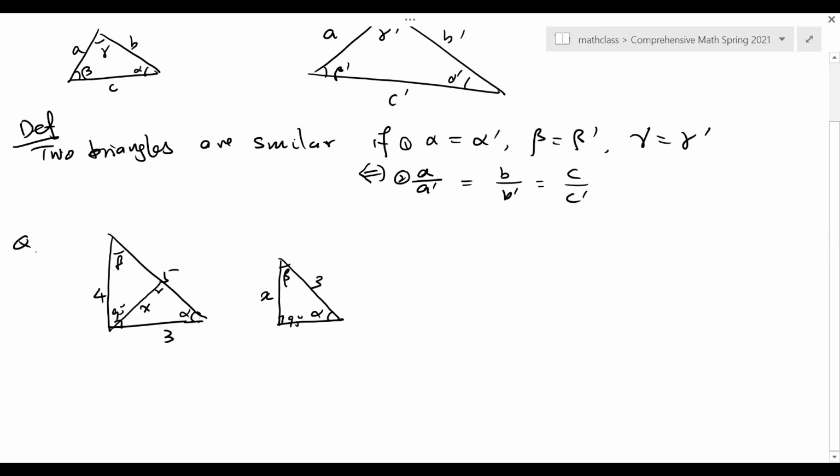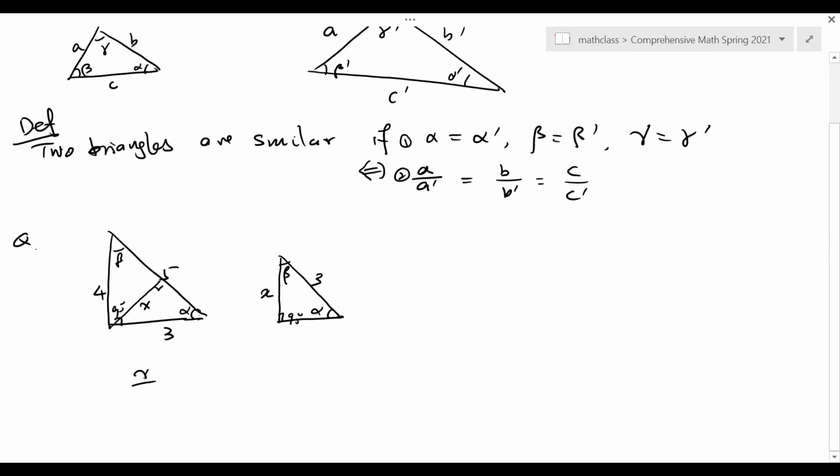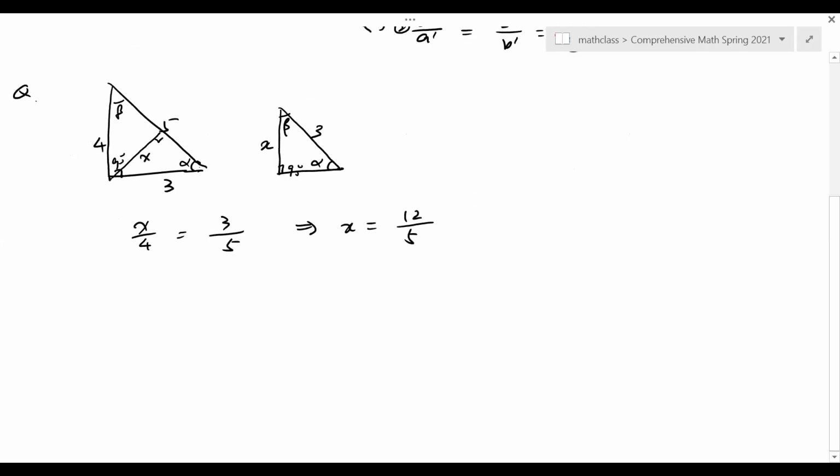So those two triangles are similar, then the ratio of the corresponding sides will be the same: x over 4 is going to be 3 over 5. So therefore, you will get x equals 12 over 5. So that's what we get. This is a problem solved using similarity of triangles. Here the question is find x.